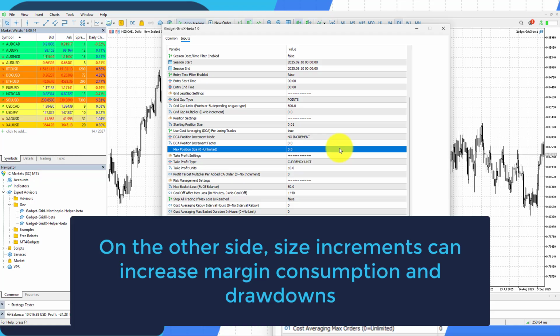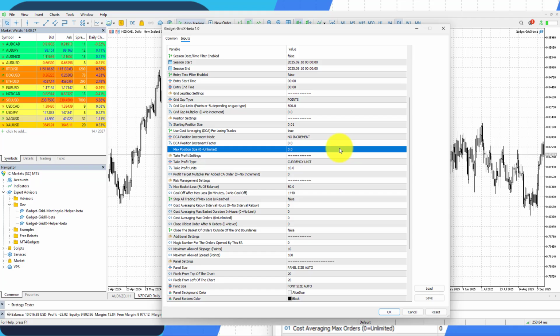Of course, this comes with higher risk, since larger positions amplify both profit and drawdown. That is why GridX includes the max position size setting. Even if the increment calculation suggests a larger lot, GridX will not exceed this maximum. This provides a safety cap for your exposure and margin requirements.